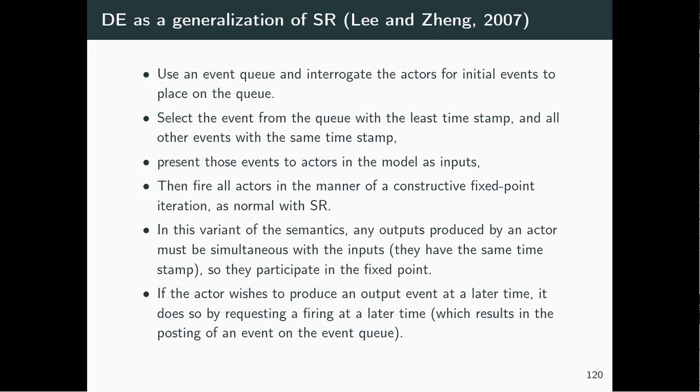This is what the synchronous reactive systems that we have seen do. So once they are in this fixed point, we must ensure that they participate in the fixed point, and the outputs should be simultaneous with the inputs, as with a synchronous reactive system. If an actor wishes to produce an output event at a later time, it does so by requesting a firing at a later time, which results in the posting of an event on the event queue.